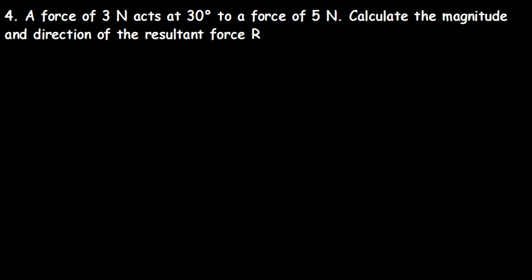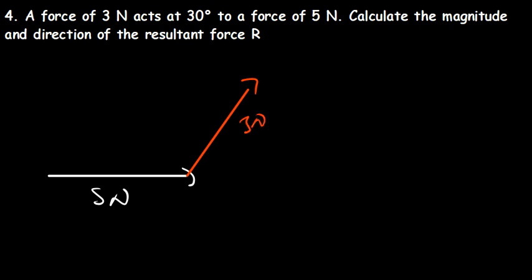So I have another question, which is: a force of 3 Newton acts at 30 degrees to a force of 5 Newton. Calculate the magnitude and direction of the resultant force. So let's say we have the force here, which is 5 Newton. Another force is acting at 30 degrees. 30 degrees can be somewhere here. That is 30 degrees. Now this one is 3 Newton. From that point going there, that is our 30 degrees.